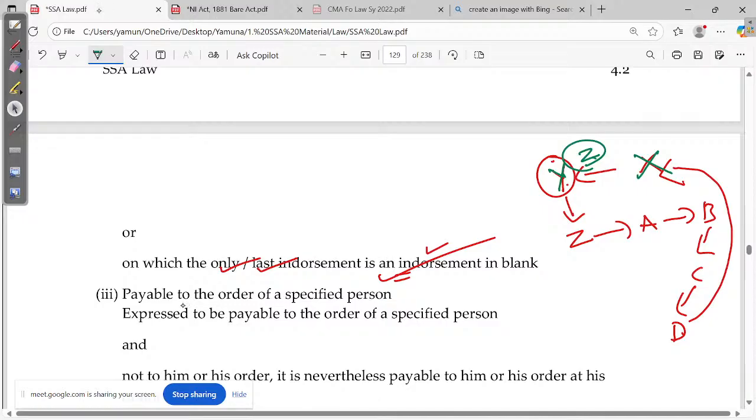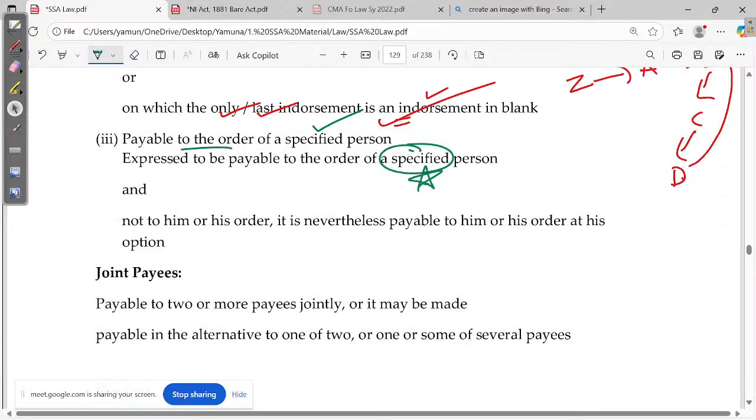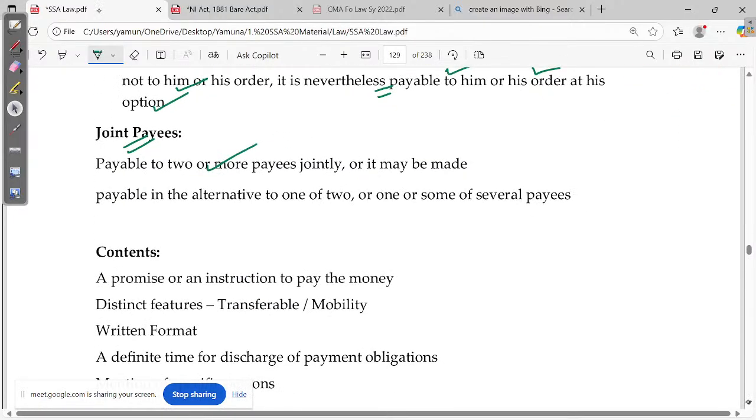That case is called payable to the order of a specified person. That person will be mentioned. Specified is the only term you have to make a note of. And if not to him or his order, it is nevertheless paid to him or his order at his option. It will be given in this option. Probably he can pay to some other person; then he can do it. Joint payees: yes, definitely, there can be two or more payees also. Jointly they can do it. So as usual, the concept holds good.